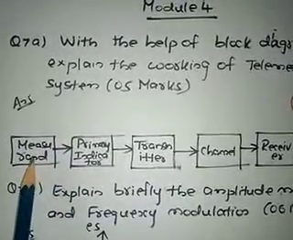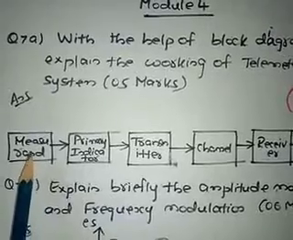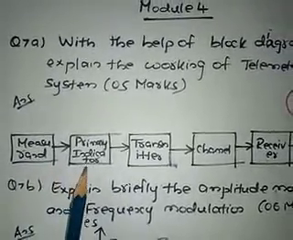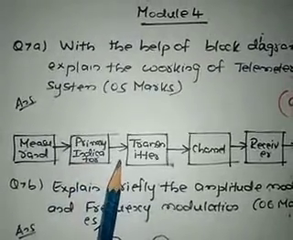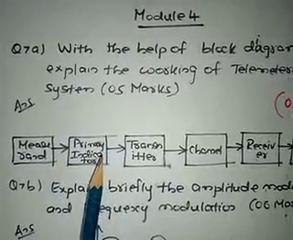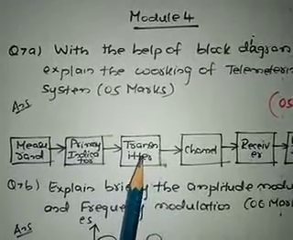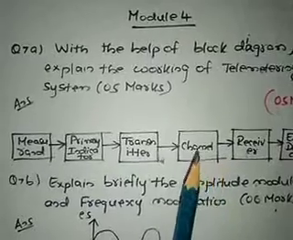Measurand is the input signal that we are applying. Whatever signal has to be transmitted, that is applied to the primary indicator. The primary indicator converts the physical signal into electrical signal, and it is applied to the transmitter. The transmitter transmits the electrical signal through the channel.